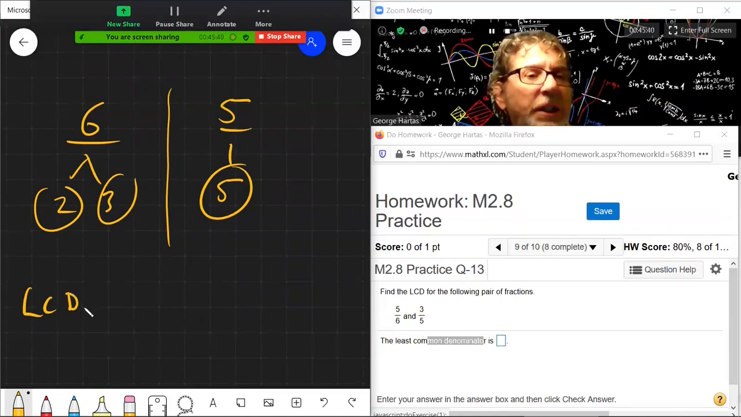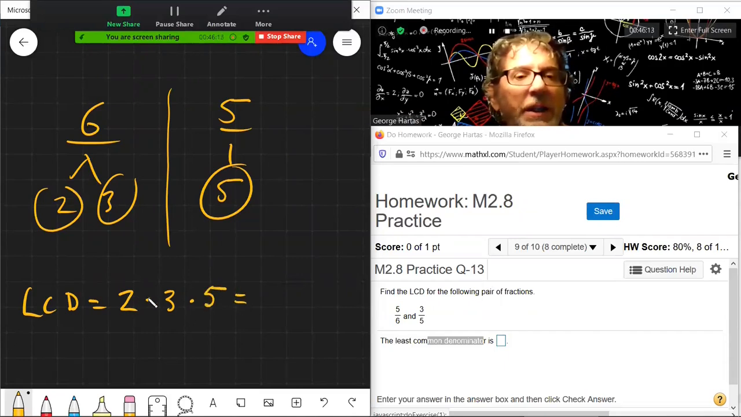LCM or LCD, same thing. Since we're talking about D here, put D here. It doesn't matter. Same number. 1 two here, no twos here. There are more twos here, so bring the 2 down. 1 three here, no threes here. There are more threes here. Bring the 3 down. 1 five here, no fives here. There are more fives here. Bring the 5 down.